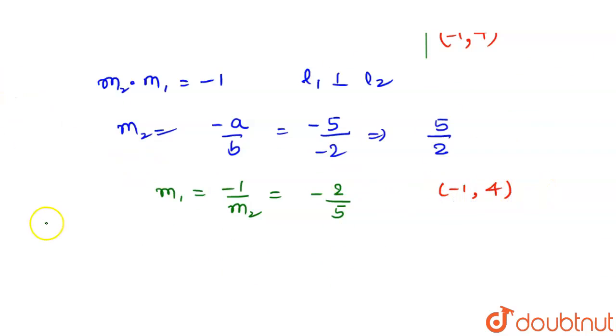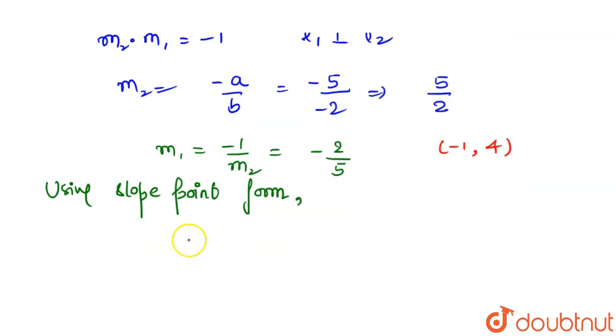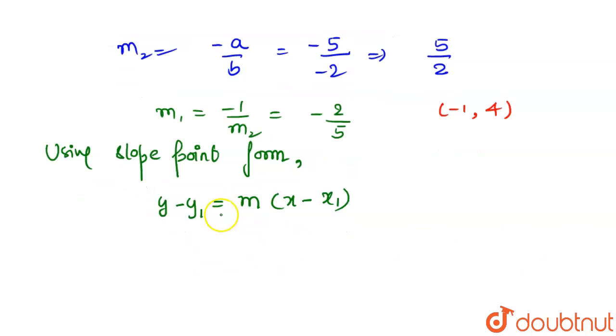So now we will use the slope point form. We have y minus y1 is equal to m times (x minus x1), where (x1, y1) is the point through which the line is passing and m is the slope. So here y minus y1 is what? y minus 4, m is minus 2 upon 5, and x minus x1 is x minus (minus 1), so x plus 1.